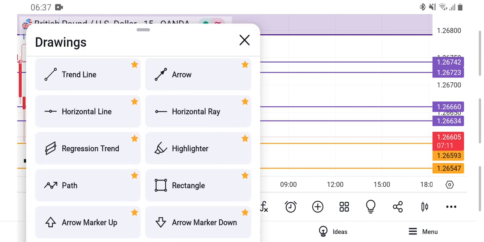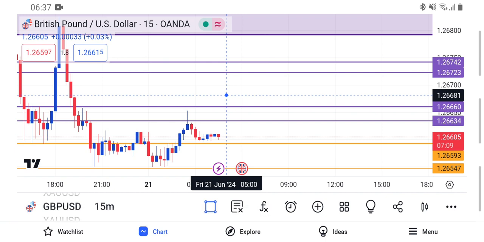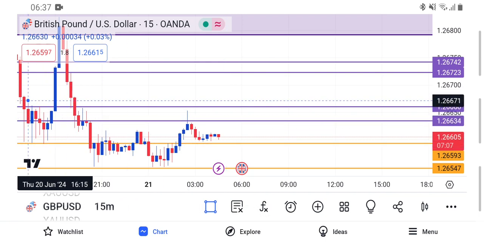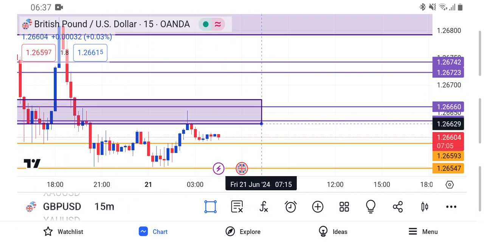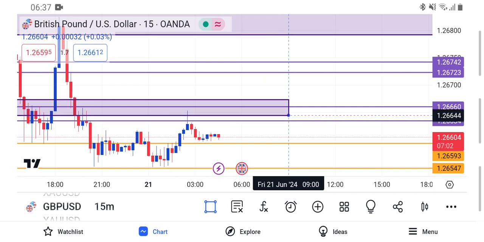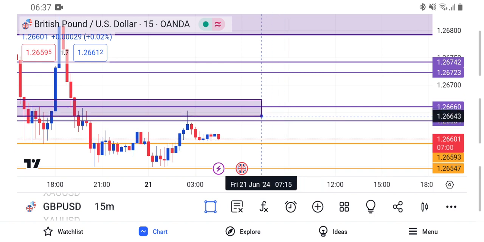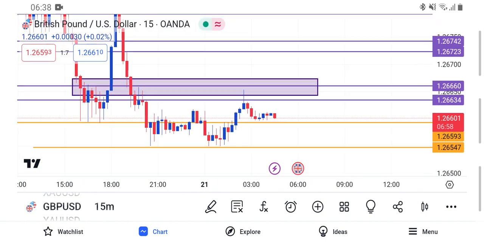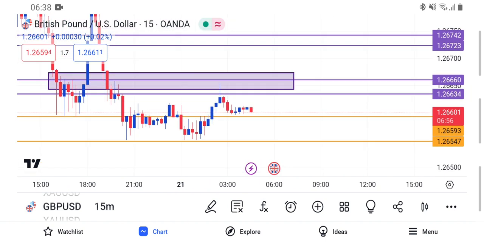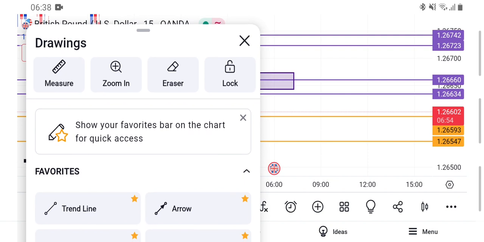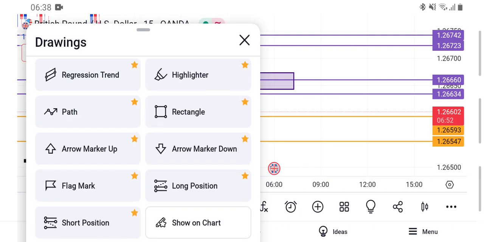But anyway, so this is what I'm on, y'all. Let me mark resistance. This is what I'm on, y'all. And probably we might reject here and respect, because one thing I've noticed with pairs is that they really respect those zones. They really respect those zones.